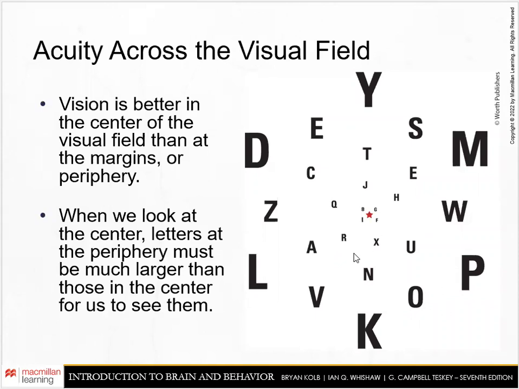So if you take a moment to focus on the star in the middle of the chart, this will help you to understand the relative sizes of letters that are legible in the central field of vision compared to the peripheral field on the outside, and how these larger letters really help us to be able to see them if they're in the periphery.